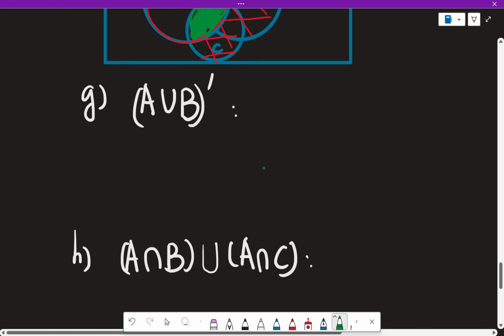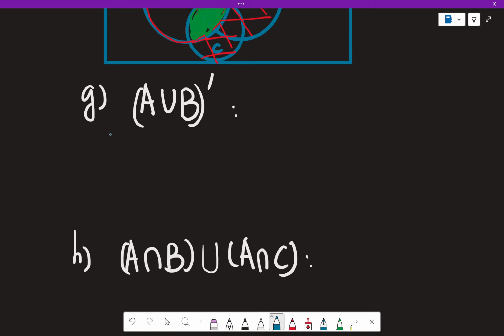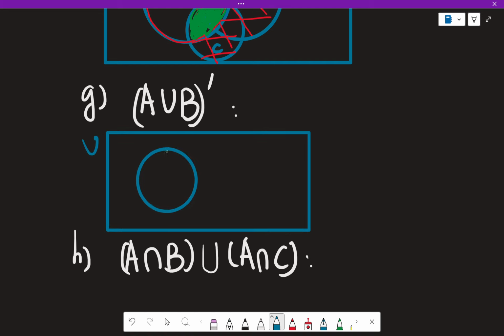Next, the complement of A union B. Still, our first order of business would be to draw the universal set and put set A and set B into the universal set.